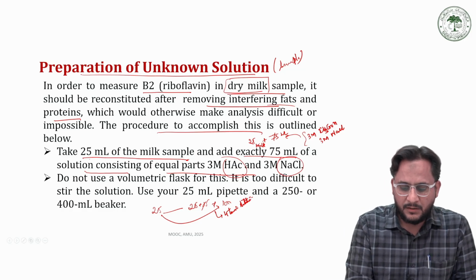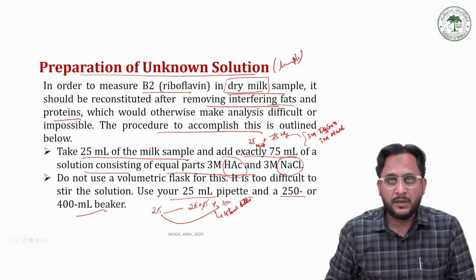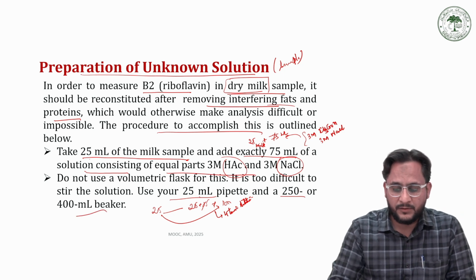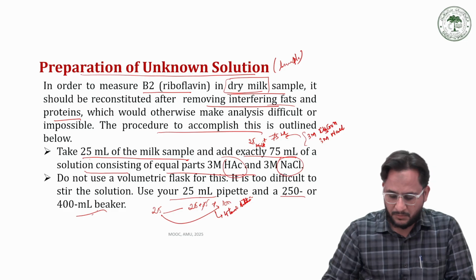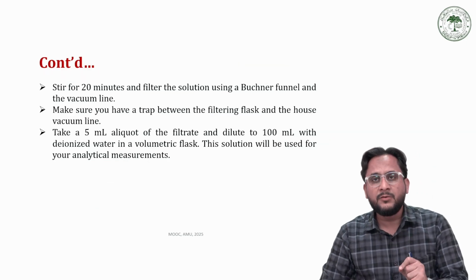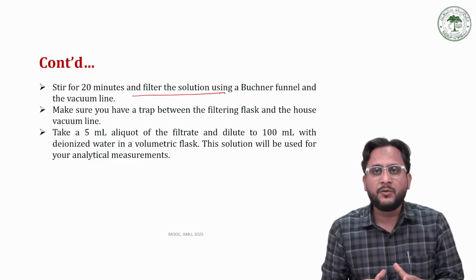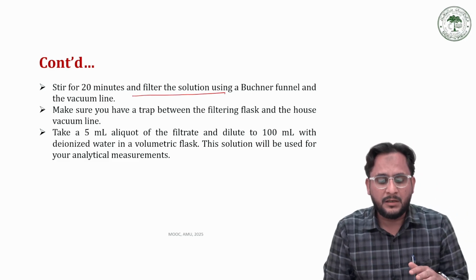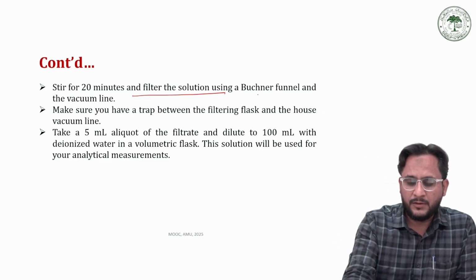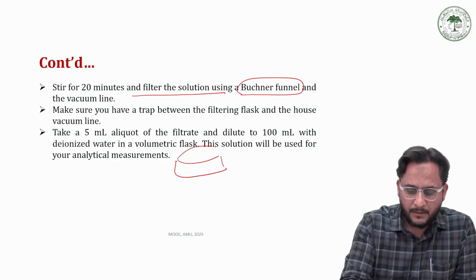Again we do this in a 250 ml or 400 ml beaker for dilution of the sample. Then we stir the solution. Again we filter it just to avoid any suspended impurities or any particle of the fat or the protein. We use a Buchner funnel for this purpose. I hope you all have seen a Buchner funnel, which is like this and which has small holes inside it.